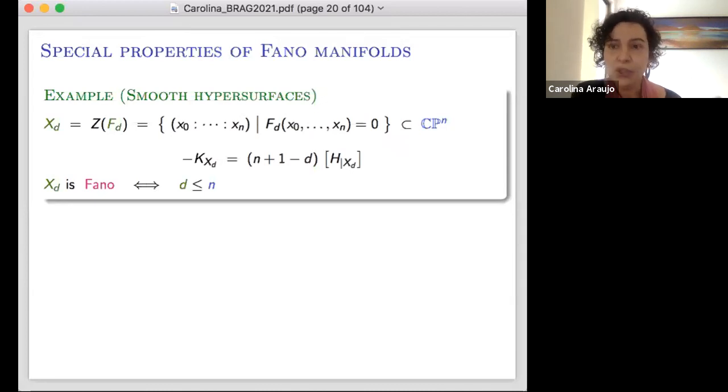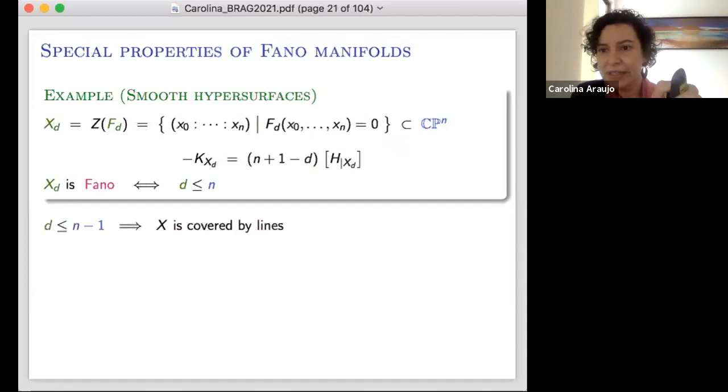And what are the special properties of smooth hypersurfaces of small degree? It is a very easy exercise, so we are doing this in my next Algebraic Geometry 1 class. It is very easy to check that if the degree is at most n-1, then X is covered by lines.